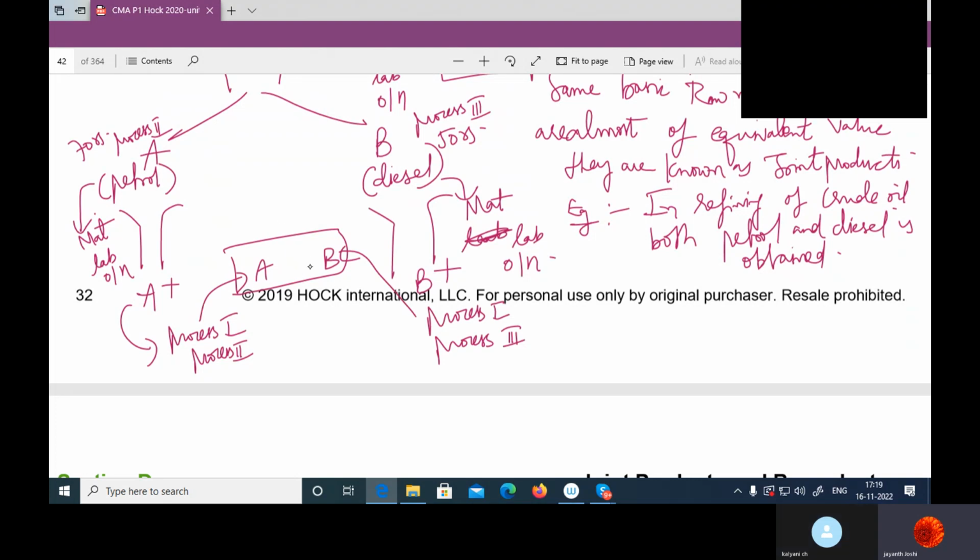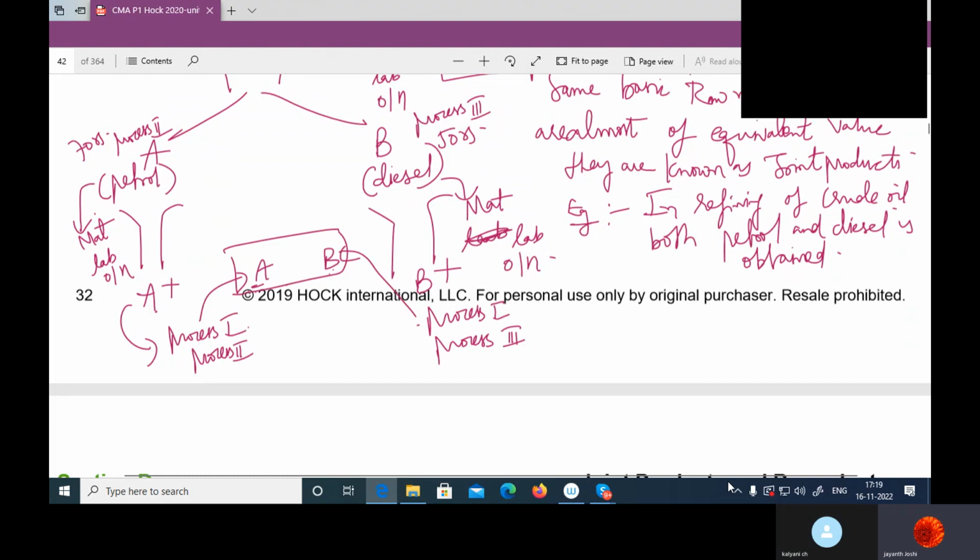So can I say these two are joint products? From process 1 only, it is a joint product. Yes, only a single process for two products. For A plus, two different processes. For B plus, two different processes. But for A and B, only one process. So those are joint products.